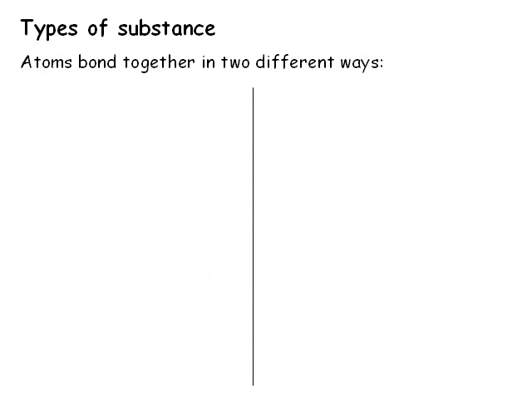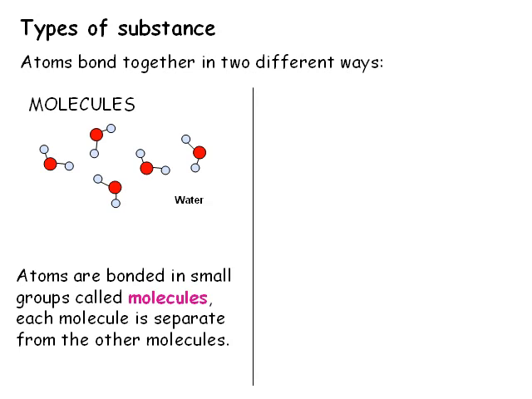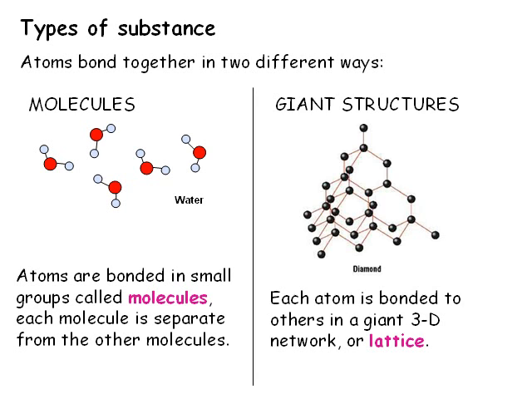We find that atoms bond together to form 2 different kinds of substances. We can have individual small groups of atoms, each group identical, which are called molecules. Here are some water molecules. Each contains an oxygen atom, chemically bonded to 2 hydrogen atoms. There are no bonds between the molecules, each is separate from the others. Other substances are giant 3-dimensional structures with chemical bonds linking all the atoms throughout. Here's the tip of a diamond, showing how the carbon atoms are chemically bonded into a giant lattice.